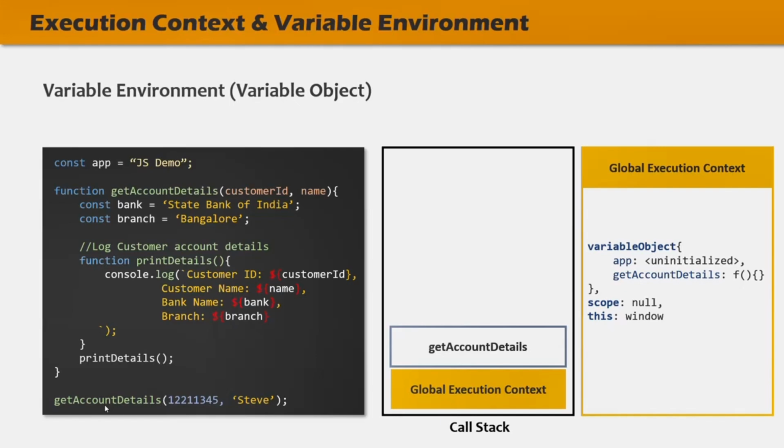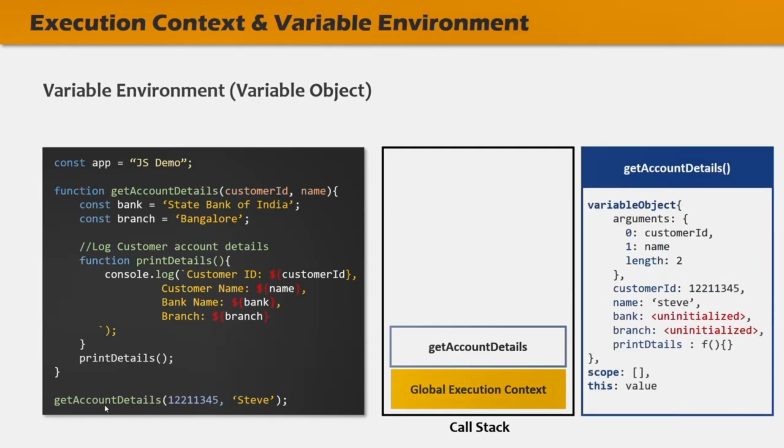And if we have a closer look at the execution context of getAccountDetails, it will look something like this. So here again, for this execution context also, we will have a variable object, the scope, and this variable. So during the creation phase of this execution context for this getAccountDetails function, JavaScript engine is going to scan over the code of this function. Now what it is going to do, it will see that this function is taking two parameters, customerID and name. And during calling this function, we have passed these values for those parameters.